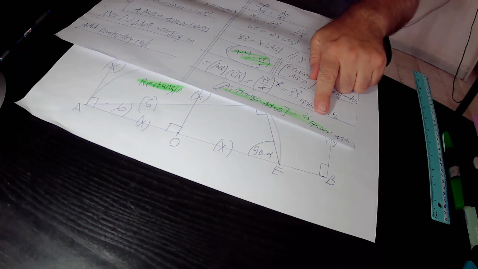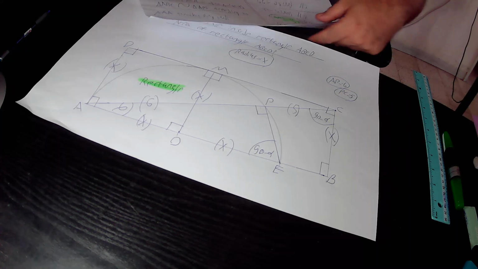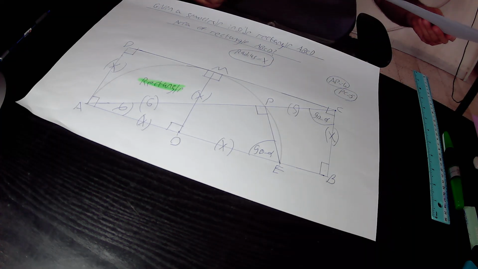The area of the rectangle ABCD equals 33 square units. So we finish with the first question. In the next step, I presented to you the second question, and we solve the second question of this lecture.